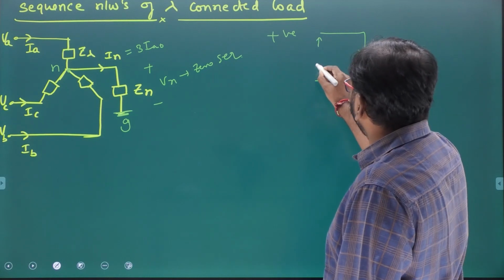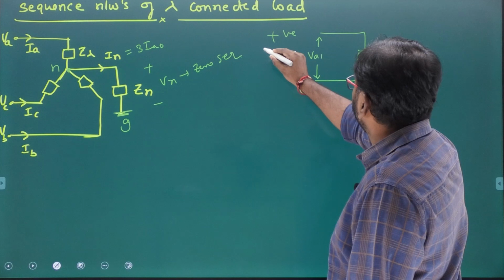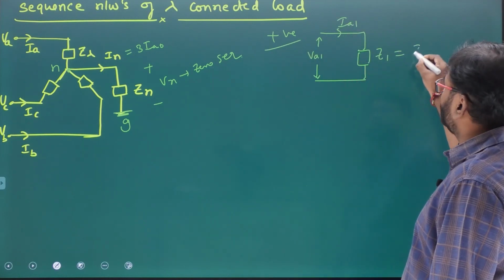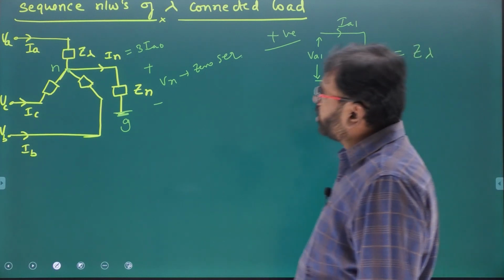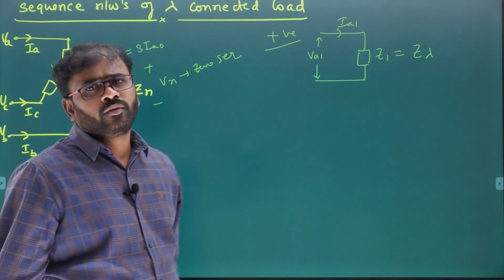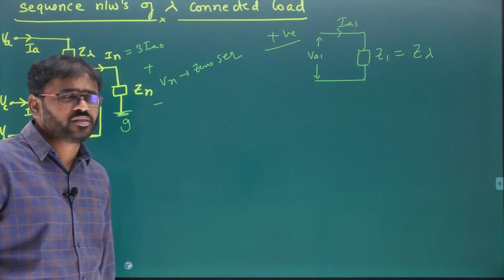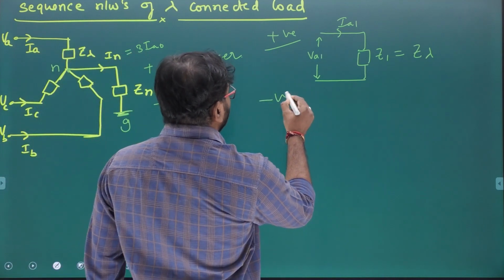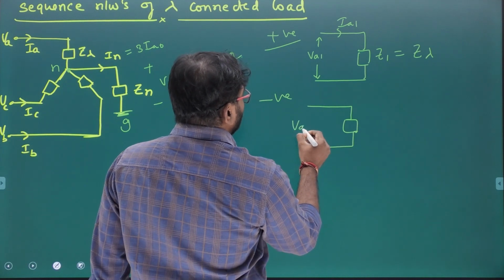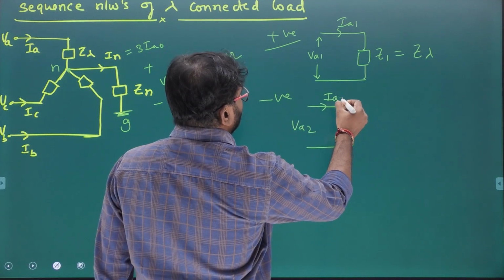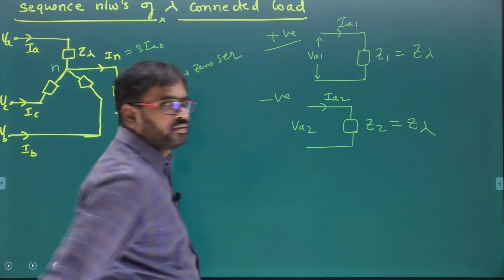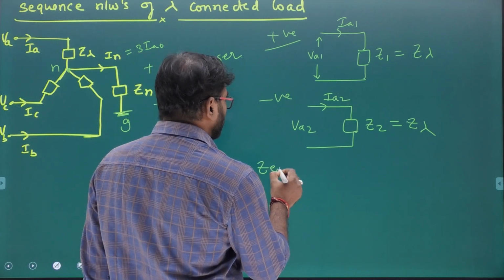Anyway, the positive sequence equivalent circuit I can write like this. This is VA1, this is IA1, and the positive sequence impedance Z1 is nothing but Z star only. Is the neutral going to influence the positive sequence circuit? No. Neutral impedance? No. Z star simply. What about the negative sequence equivalent circuit? Simple. This is VA2, IA2, this is Z2, which is equal to Z star.